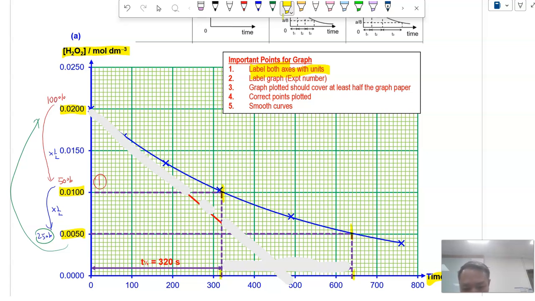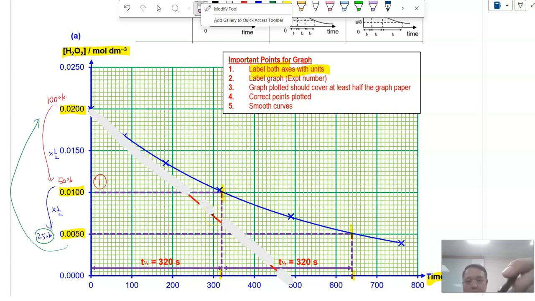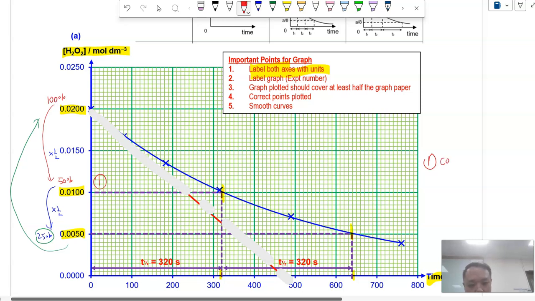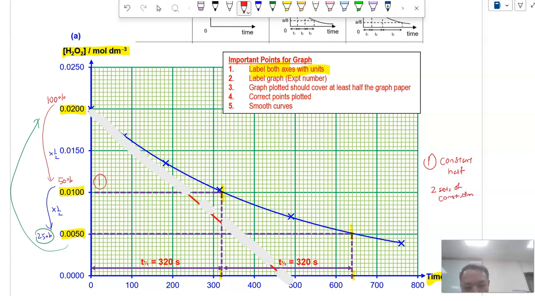So it's from 320 to 640. Again, the time taken is also another 320 seconds. Okay, so this is your working here. In order for us to show there's a constant half-life, what do we need to show? We need to have 2 sets of construction lines. So you can see set number 1, set number 2.